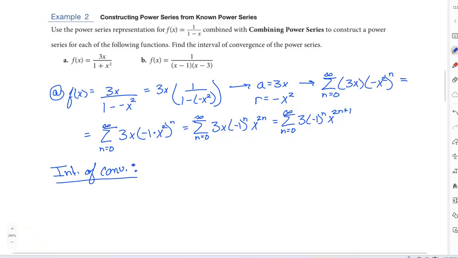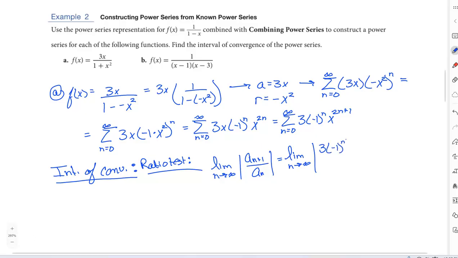So let's find the interval of convergence. I'm going to use the ratio test. So to use the ratio test, I'm going to take the limit as n goes to infinity of the absolute value of a sub n plus 1 over a sub n. So I'm going to have the limit as n goes to infinity. I'm going to plug n plus 1 in for all the n's, and then divide by the original a sub n. And then we're going to simplify this.